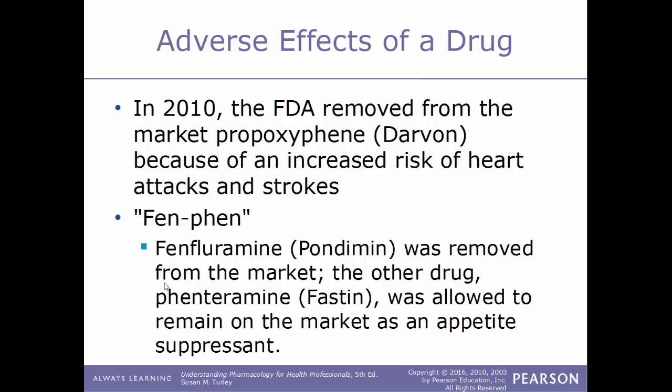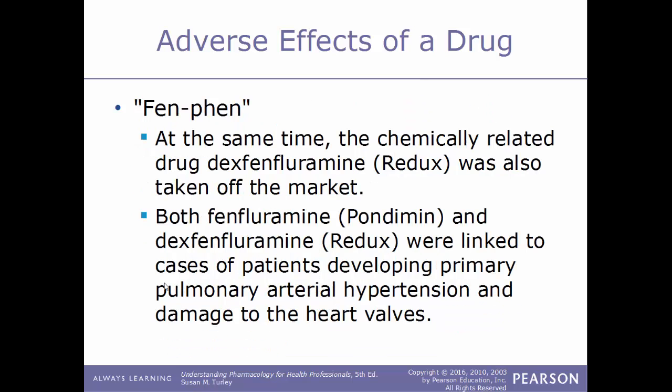as an appetite suppressant. Now, at the same time that fen-phen was removed from the market, a drug that's very similar to this chemically, Redux, was also taken off the market. Now, fen-phen and Redux were linked to patients developing pulmonary arterial hypertension and also receiving damage to heart valves. So that's why they were removed from the market. But a drug like Fasten was allowed to stay on the market because that didn't have that adverse side effect.